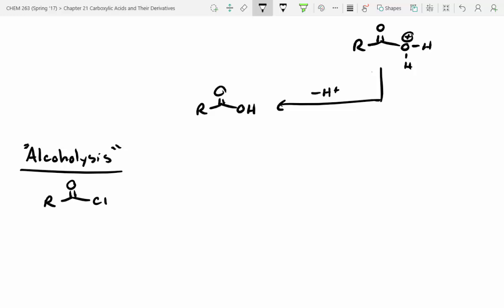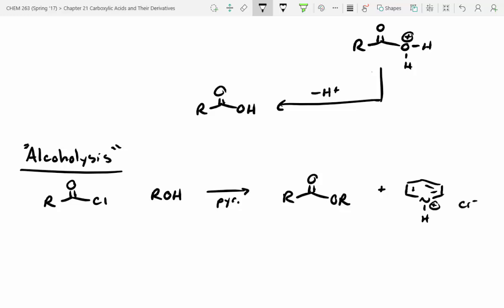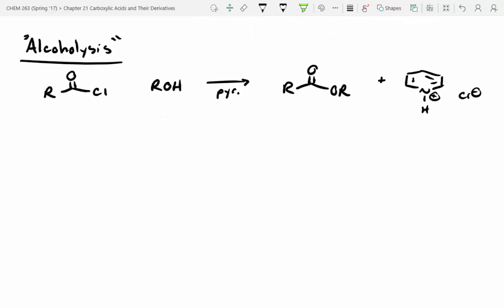we'll do an acid chloride, and you react this with an alcohol. You typically run these with pyridine as a proton sponge, so I'll abbreviate that. You can interconvert this to an ester really easily, and then you end up with this pyridine salt. So it's a pyridinium chloride as your byproduct from this reaction. I'm not going to go through the full mechanism for this because it's really similar to that hydrolysis reaction.